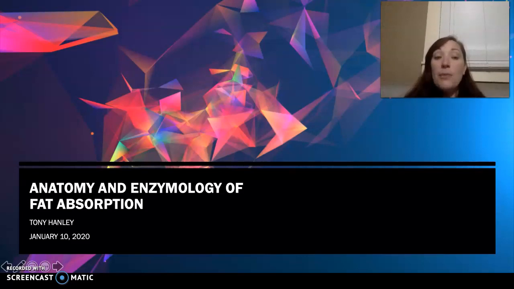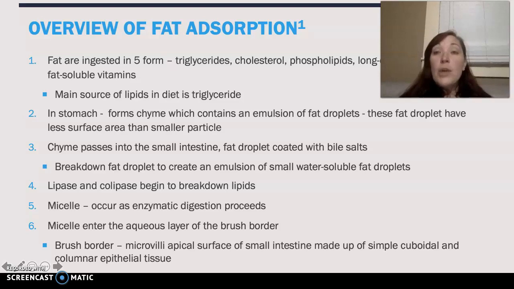I'm going to be talking to you about the anatomy and enzymology of fat absorption. So I'm basically going to give you an overview of the steps in the process of fat absorption, and then I am going to go into some of the particular molecules that are used or that are created during this process. So fat is ingested in 5 forms.